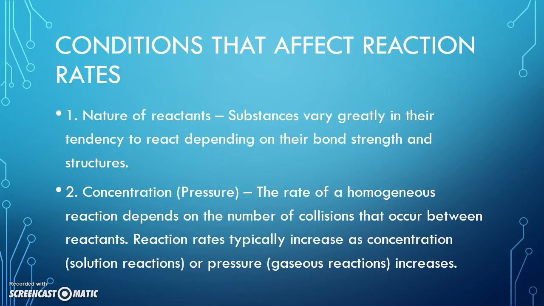So we have to take into account what we are actually trying to react together. And then some more basic factors. Once we have things that will actually react together, we want to look at the concentration. The rate of the reaction depends on the number of collisions that occur between the reactants. If we increase the concentration, the rate of the reaction will increase. For a gas, we can increase the pressure, because by increasing the pressure, we're going to decrease the volume, and by decreasing the volume, we are therefore increasing the concentration.